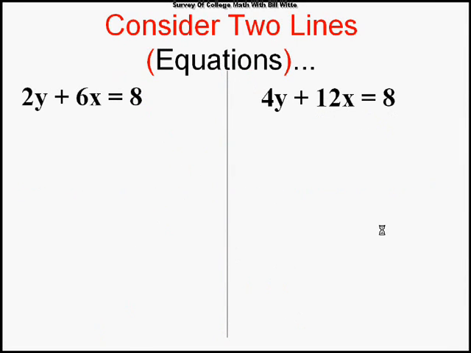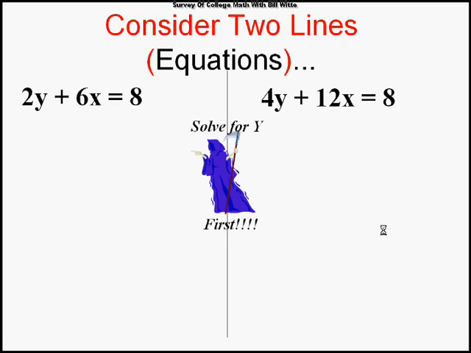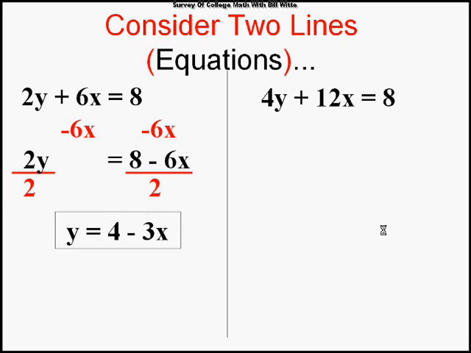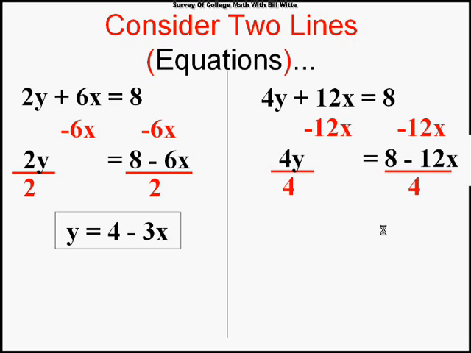Let's see if you can figure out, without a picture, whether these are parallel or intersect. Well, the key is, let's solve them both for y, and I bet you'll get the idea. Solving this one for y, subtracting the 6x from both sides, and then dividing by 2, I get y is 4 minus 3x. If I solve the other one for y, I divide by 4, and I get y equals 2 minus 3x.